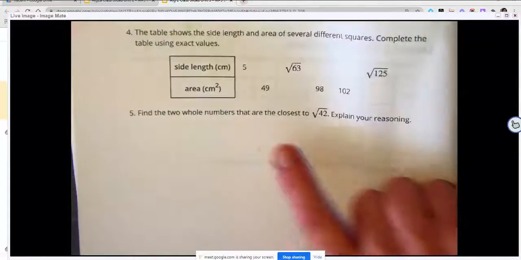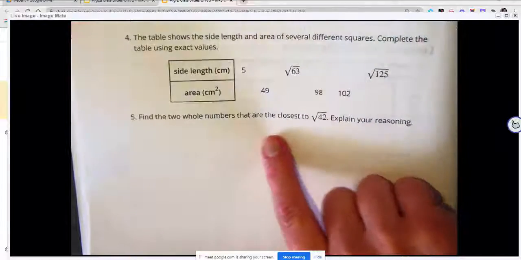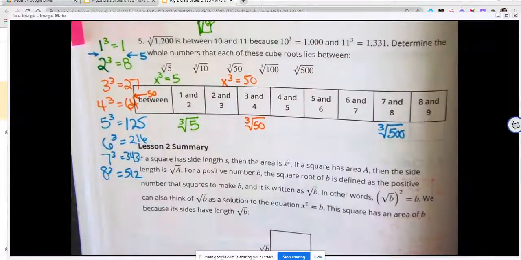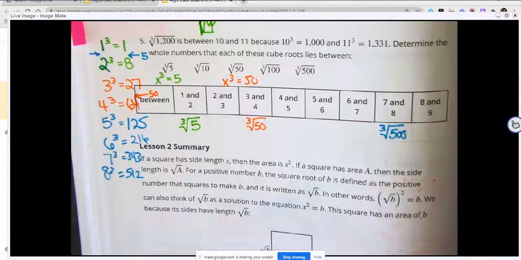So there will be a question here like the two whole numbers that are closest to the square root of 42. Think about what is too high, think about what's too low, and know that it's going to be somewhere in between those two.